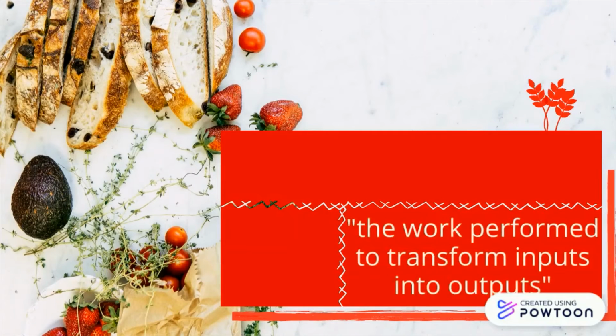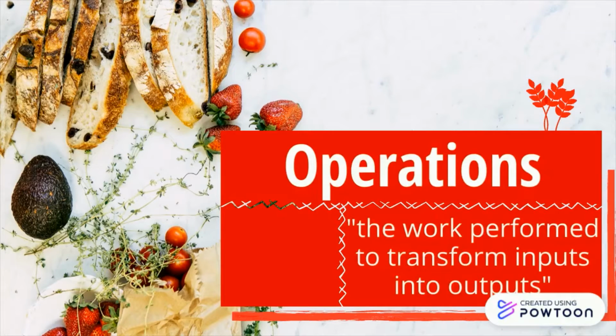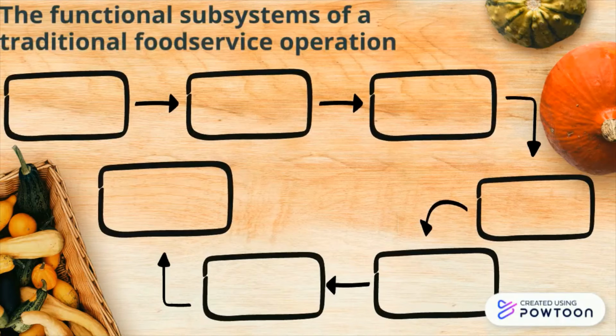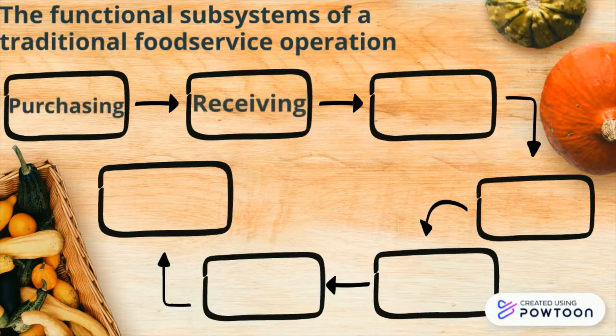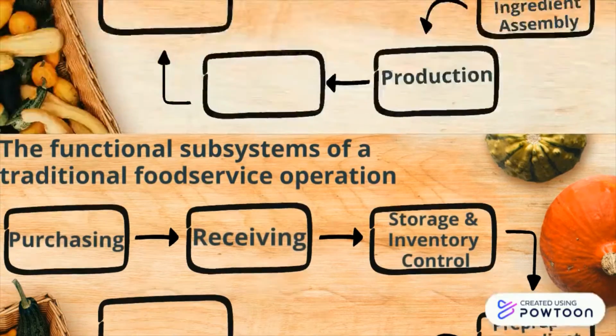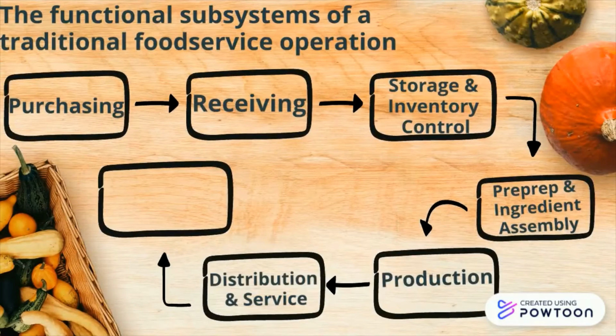The work performed to transform inputs into outputs is called operations. Transformation of inputs into outputs takes place in the functional subsystems. It looks like this. First is purchasing, followed by receiving, then storage and inventory control, pre-prep and ingredient assembly. Next is production, then distribution and service, and finally, sanitation and maintenance.